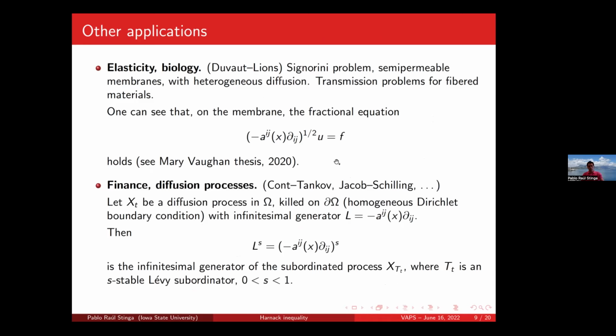And then the other application, back again to the processes, to the diffusion processes. If you have a diffusion process X_t killed on the boundary that has this infinitesimal generator, if you do the subordination of this process by an S-stable subordinator, T sub t, then the subordinated process has as infinitesimal generator the fractional power. Okay, and then they use this in finance, theory of diffusion processes. Okay, so these are the applications.